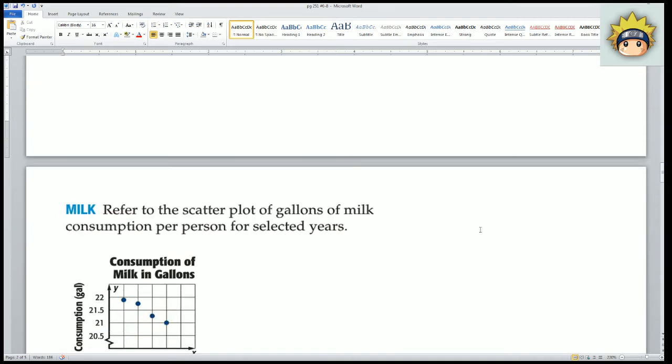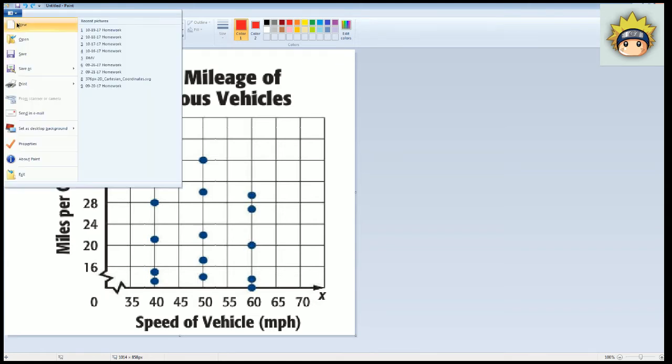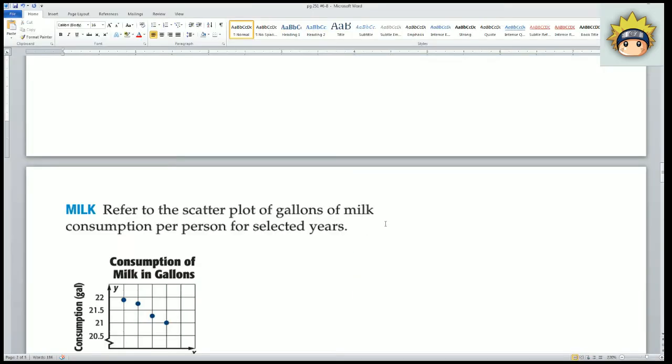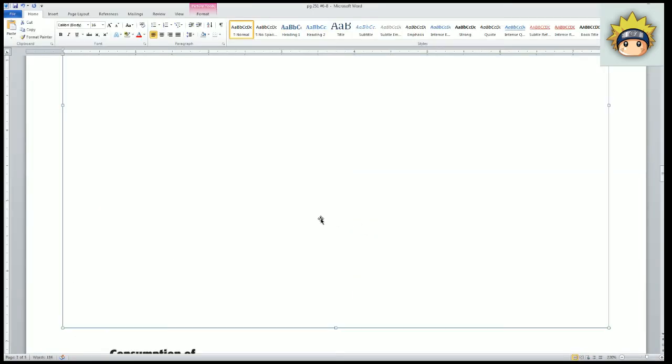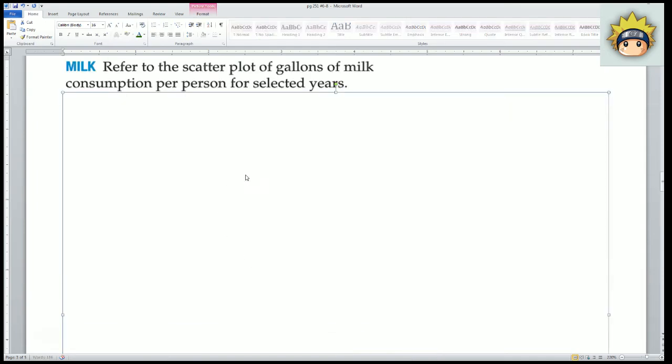Next, we have this one. Let me just take this out. Oh, that's red. That's bad. Okay, so I have milk per gallon right here.